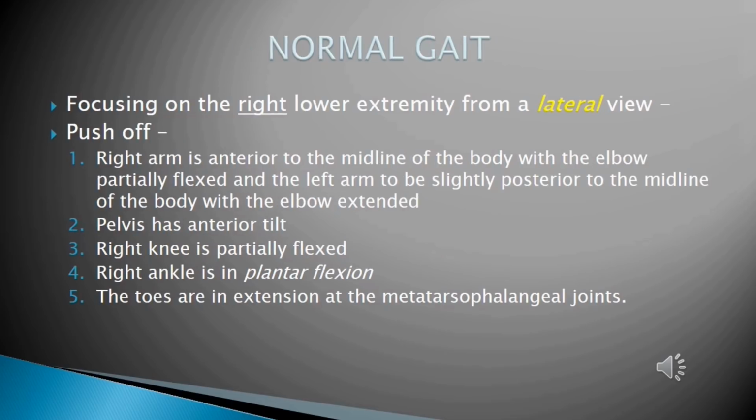Now moving to the push-off phase of gait. Again, we're looking at the right lower extremity with a lateral view. We're at the push-off or toe-off phase of gait. We notice that the right arm is now anterior to the midline of the body with the elbow partially flexed. The left arm is slightly posterior to the midline of the body with the elbow extended. And this is, again, another example of reciprocal arm swing.